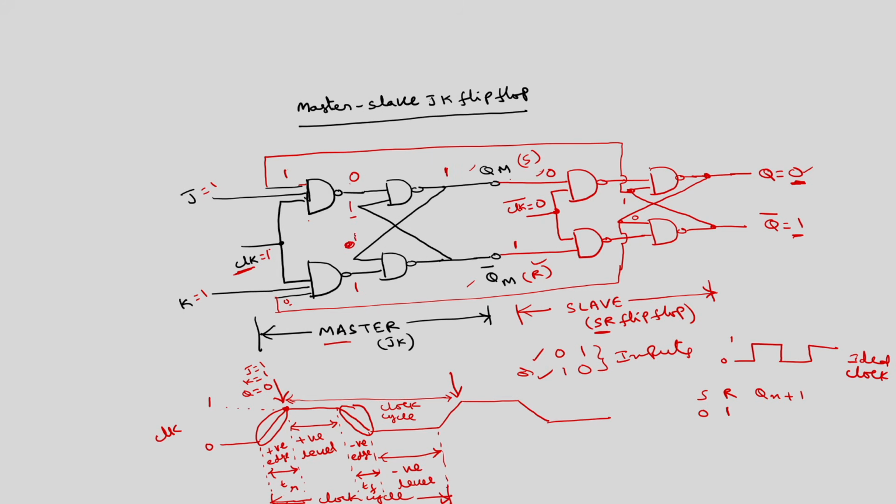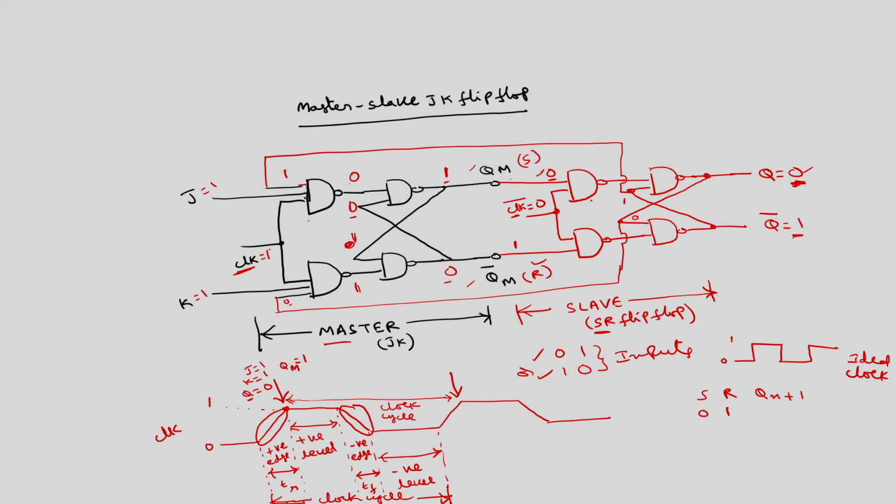So, this becomes 1. Of course, in between we will get some transient state, but we want the steady state. So, this 1 1 becomes 0. So, this becomes 0. So, 0 0 becomes 1 and 1 1 becomes 0. These two states are called steady states. So, what happens here is when J is equal to 1, K is equal to 1, Q is equal to 0, this Qm becomes 1. Qm was previously 0, now Qm becomes 1. This is the intermediate output.